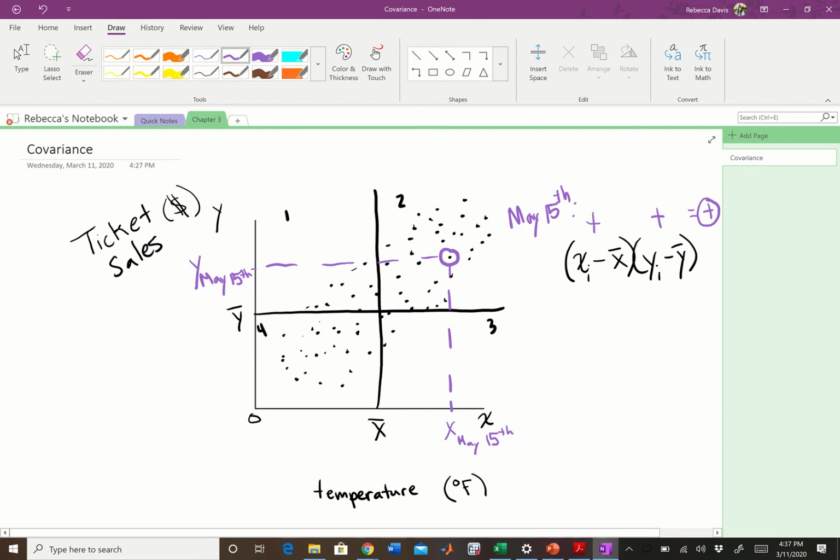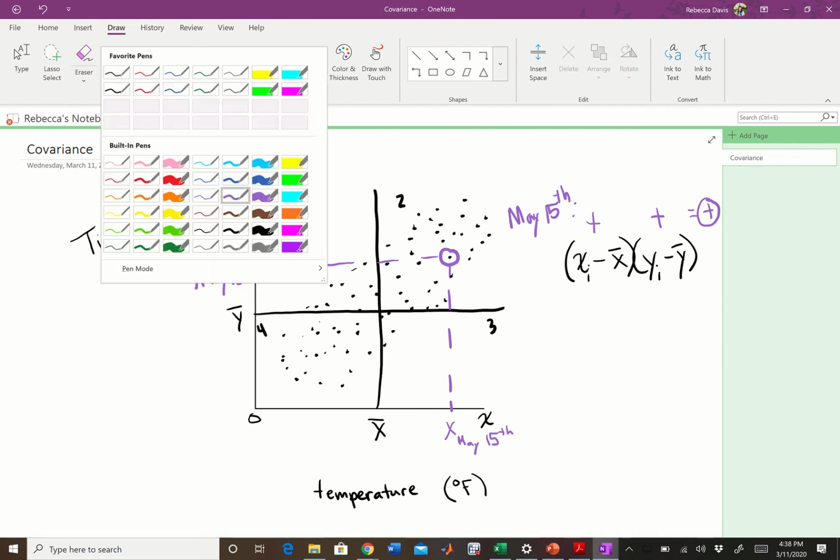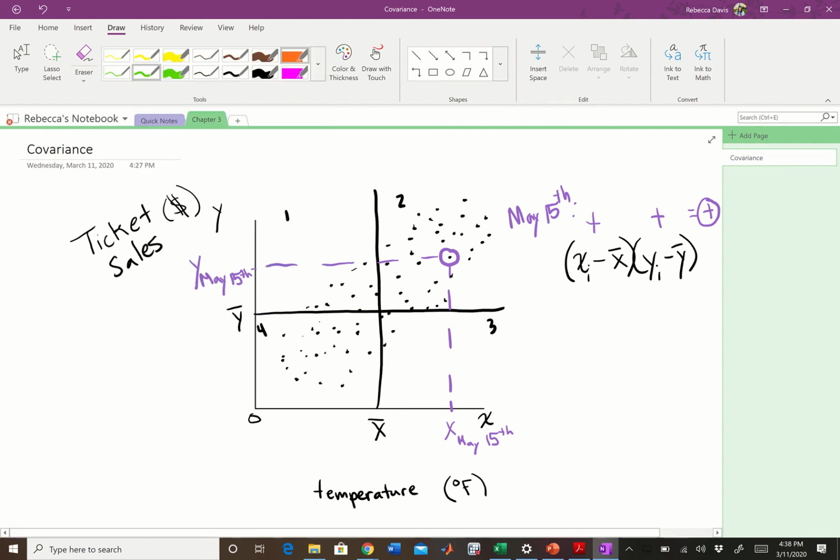I chose that data point because it shows up in quadrant 2, which has a ton of data points. Now, the other quadrant that has a ton of data points is quadrant 4. So I'm going to use green now. So in quadrant 4, let's focus on this dot. Is that data point right there? So if we dash down to the x-axis, that is x, and say that day was May 1st.